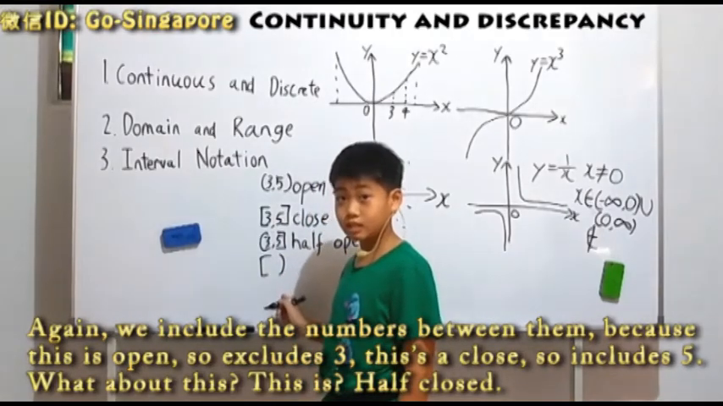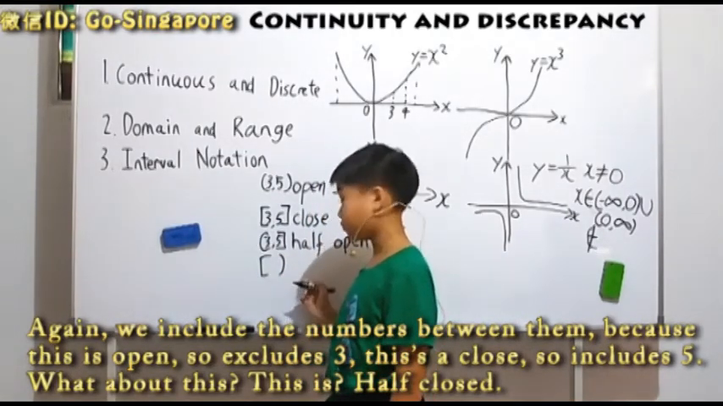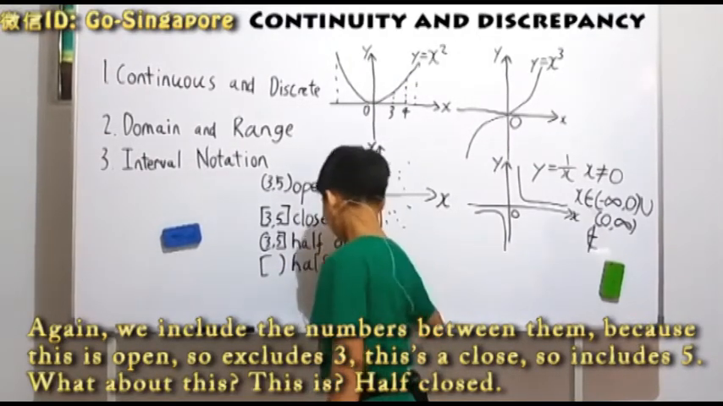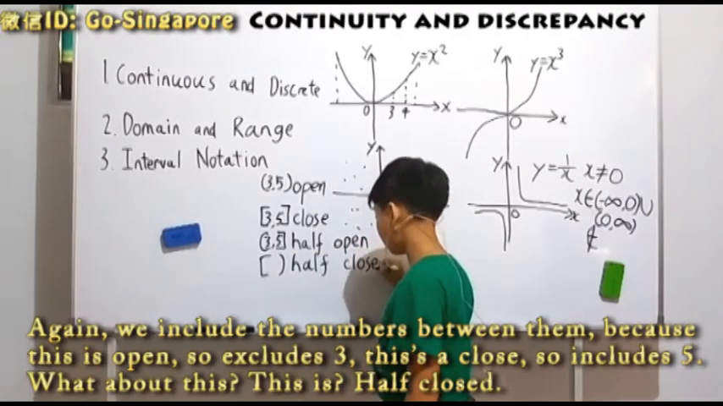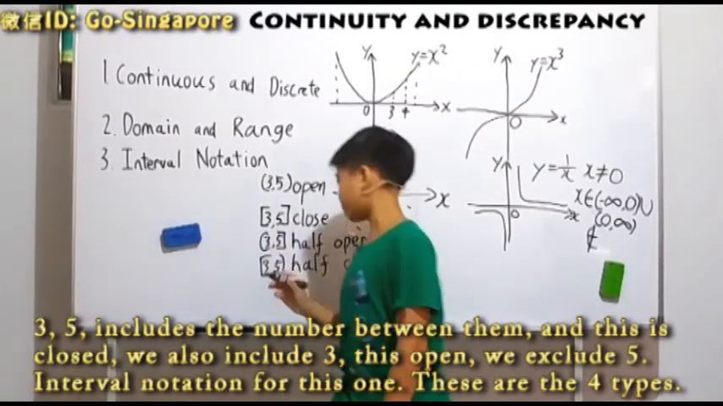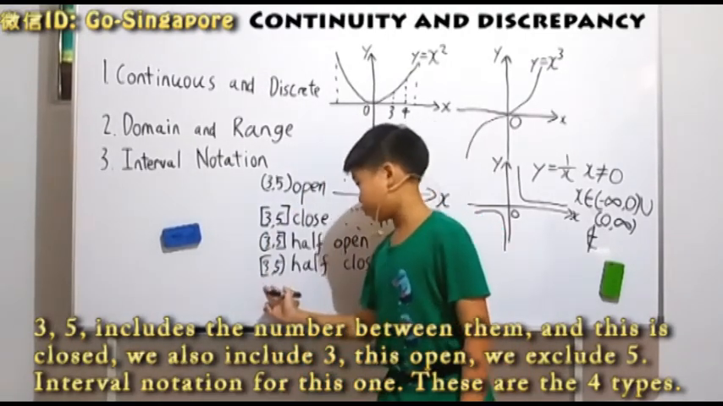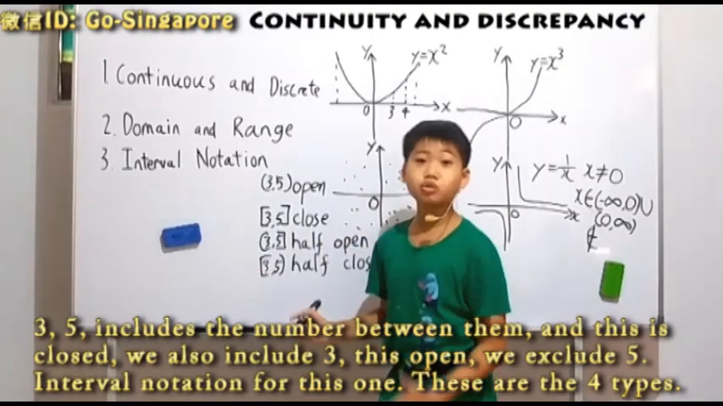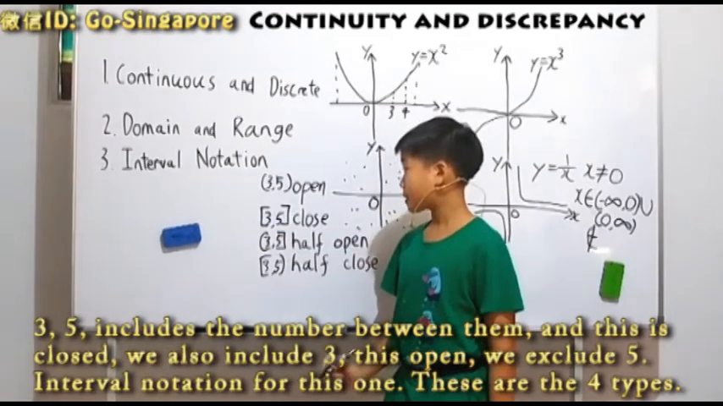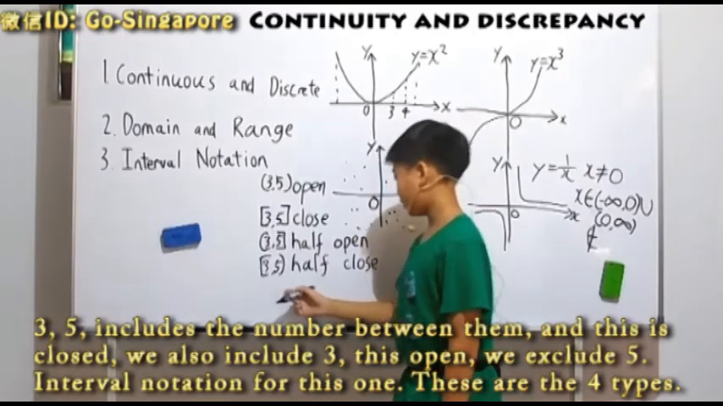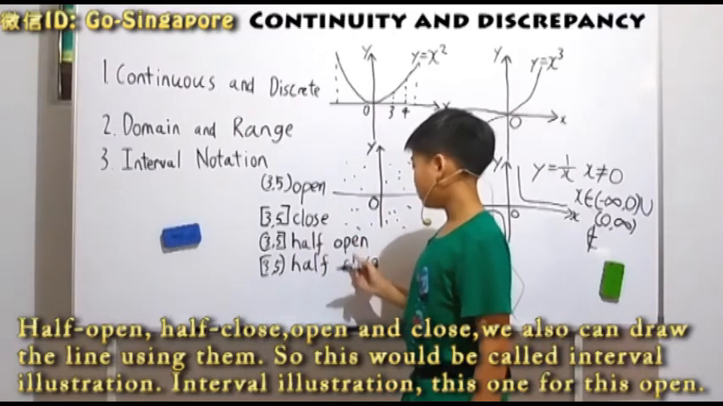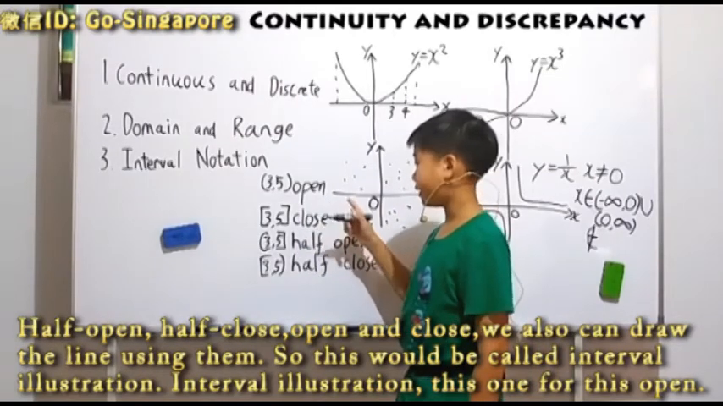What about this? This is, yes, half close. 3, 5. Enclosed number between, as this is a close, we also include 3. This is an open, we exclude 5. Interval notation for this one. These are the 4 types. Half open, half close, open, and close.